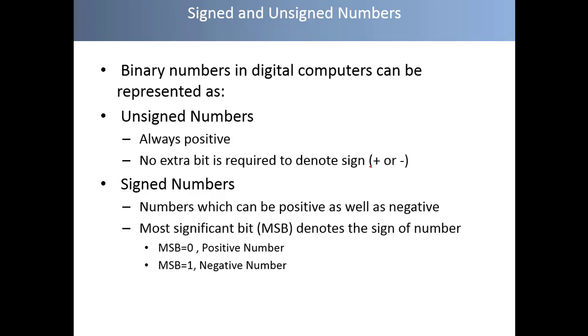In order to represent such type of data, we represent them as signed data, and the characteristic of signed data representation is that we have to reserve a bit to specially denote its sign, and typically the most significant bit is used to denote the sign of a number. If this bit is 0, then we say that the number is positive, and if the bit is 1, then we say that the number is negative.